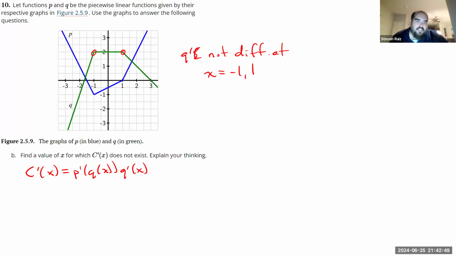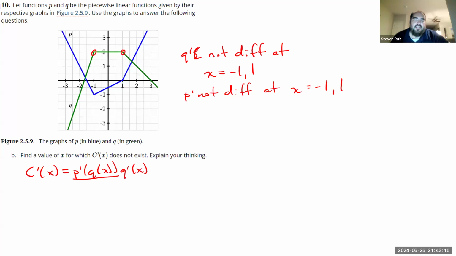We've already answered the question, but let's see if we can be complete about this. Where else would this derivative not exist? Where would p prime of q of x not exist? Well, to answer that question, let's talk about where p is not differentiable. I believe that's also at -1 and 1.